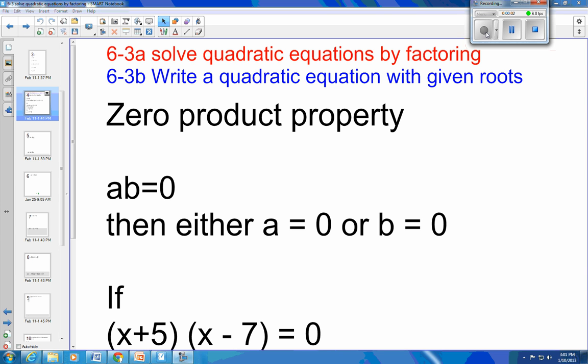Algebra 2, this is Chapter 6, Section 3. I'm going to have 2 videos for this. This first video is going to have 2 examples to it, and then I'll have a second video.